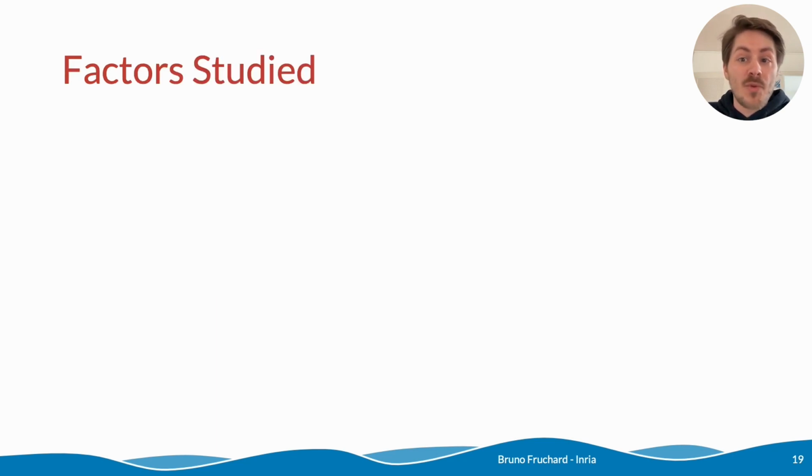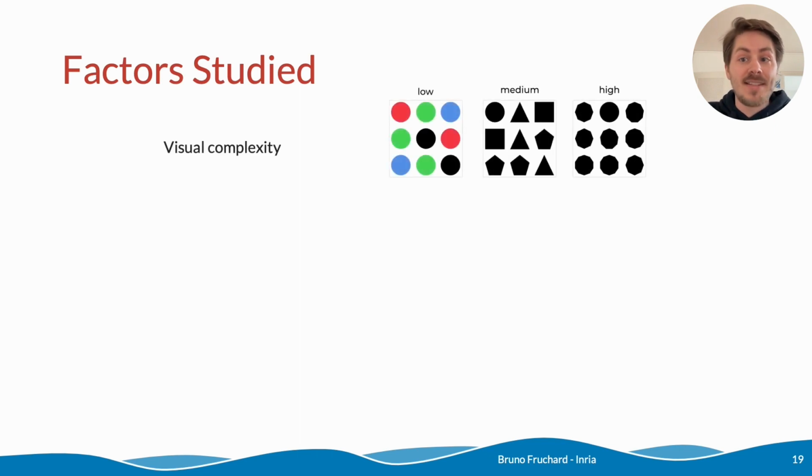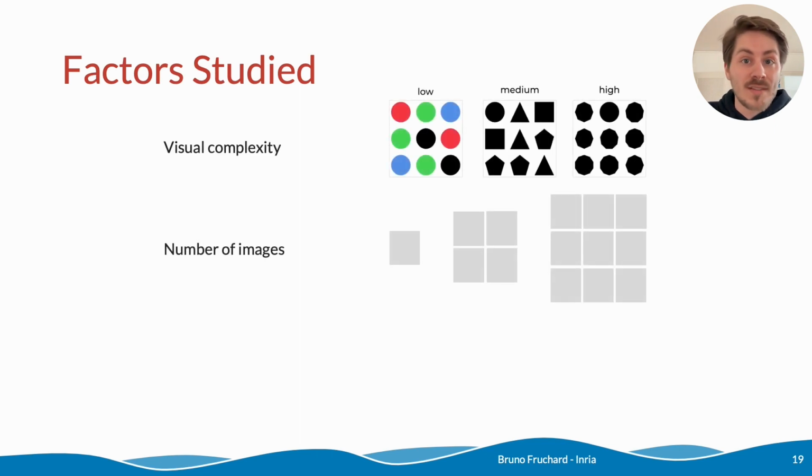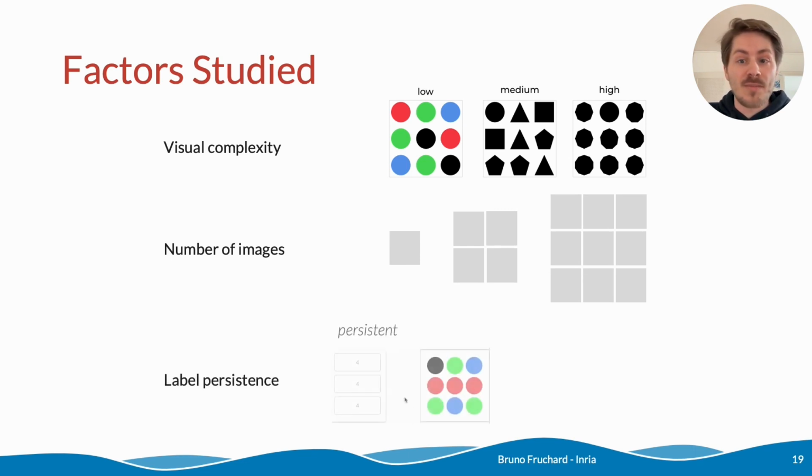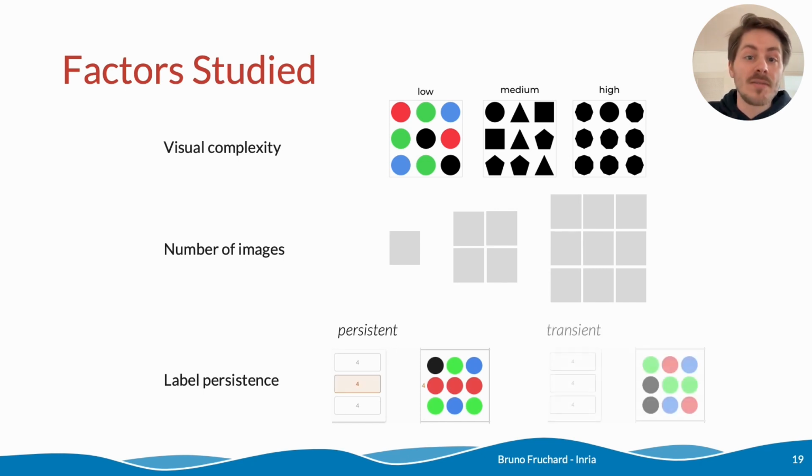We identified 3 inherent factors to labeling tasks that likely impact the user performance but were not investigated to date. We vary the visual complexity and the number of images displayed at once from 1 to 9. We also vary the label persistence by enabling buttons to remain in the same state, thus facilitating selecting several images with the same label, or be switched off upon selecting images.